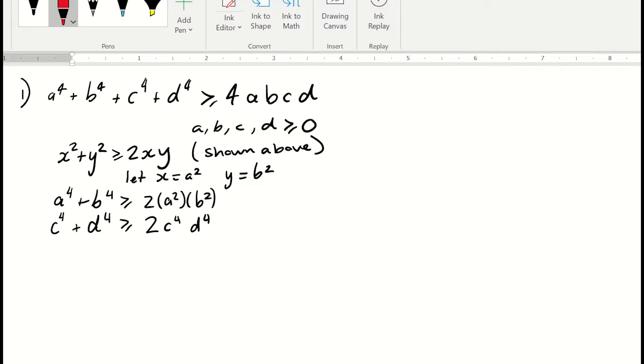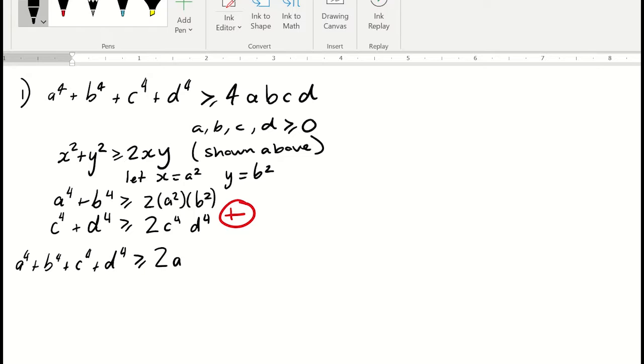Now, I'll add my inequalities together because I can do that according to my inequality laws that we looked at in class. I'm going to get that a^4 plus b^4 plus c^4 plus d^4 is bigger than or equal to 2a squared b squared plus 2c squared d squared. And I could even tell the marker that I'm using inequality addition to get that value.